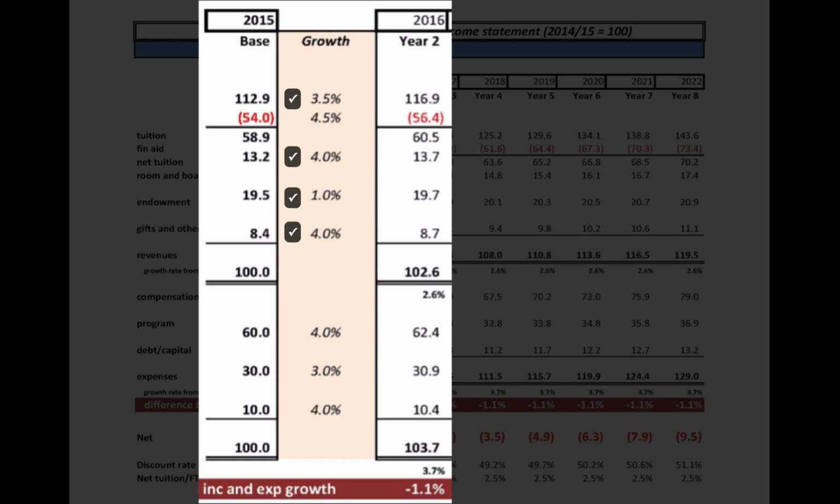When you look at the model, there's a simplifying assumption that says any growth rate that's identified is applied to every future year. So annual growth in compensation, for instance, of 4% means that from the first year to the second year it grows at 4%, but then the new number grows at 4% on top of that, so the differences compound.